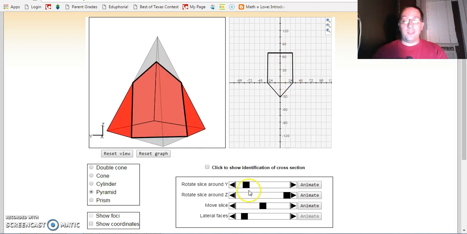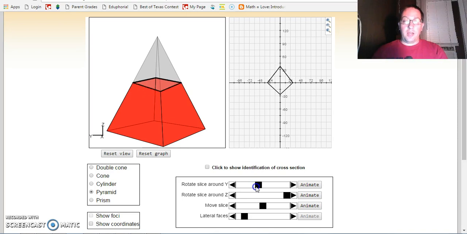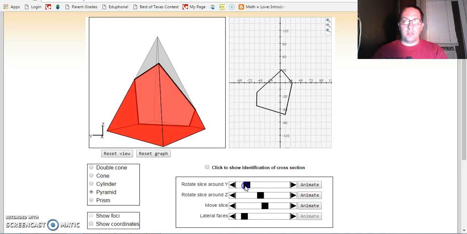Nope. That is a pentagon. Now I've got a kite. Right? I can move it around, and I get all kinds of different shapes. There's its square. Right? So all kinds of different things depending on the angle of this cross section. Get some really fun looking stuff right there.